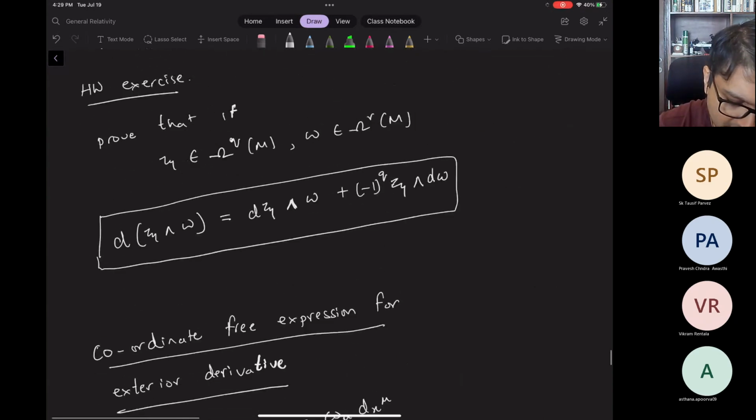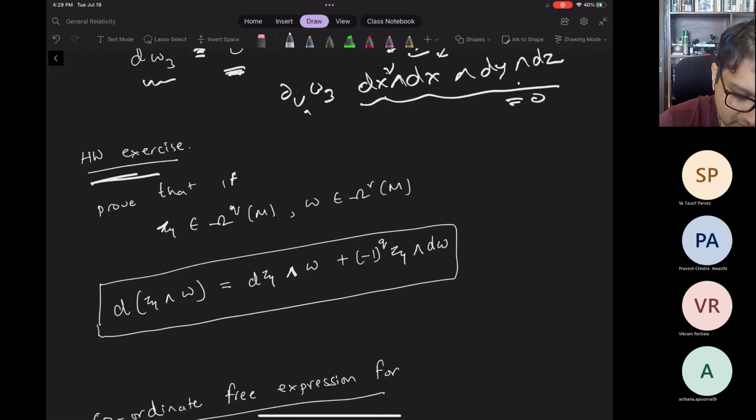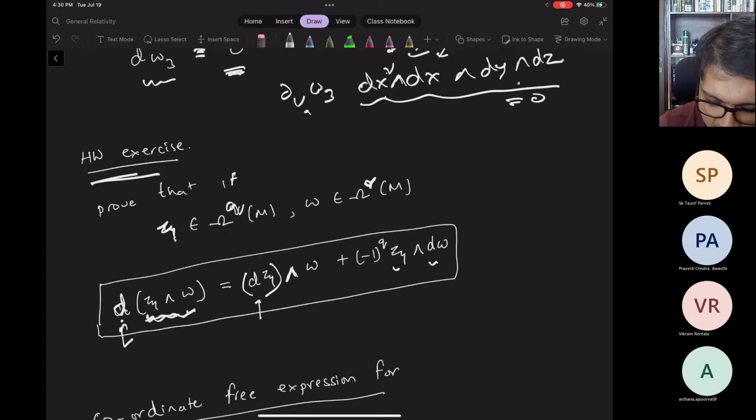So here's a homework exercise for you. Prove that if psi is a q form and omega is some r form, then if I take the exterior derivative of this wedge product, psi wedge omega, that is equal to taking the exterior derivative of psi wedging with omega, and then taking psi wedge d omega, except that there's going to be a factor of -1 raised to q over here. Intuitively, the d acts on psi through the derivative, but when the d acts on omega, I have to think about it as moving q places over. I have to move q places past this psi, and then act on the omega. So when I move q places past this psi, I get a -1 raised to q.